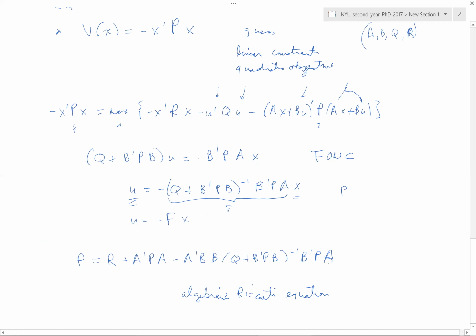From first year macro, we might just iterate on the Bellman equation. And when I say solve it, this is a matrix quadratic equation in P. And I'll say a couple things about it.